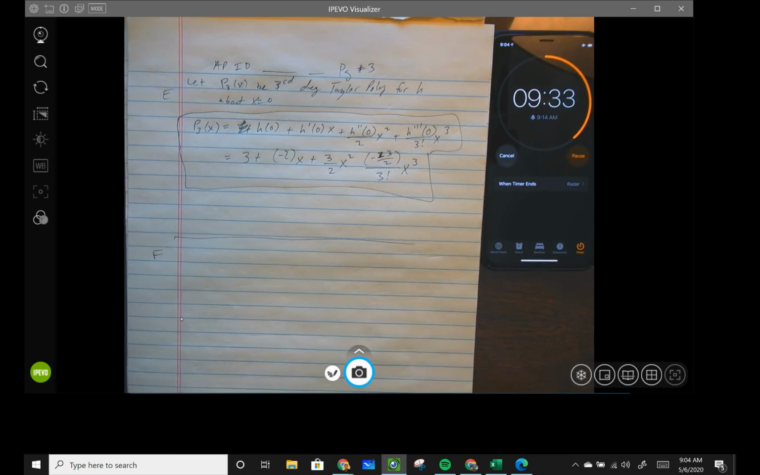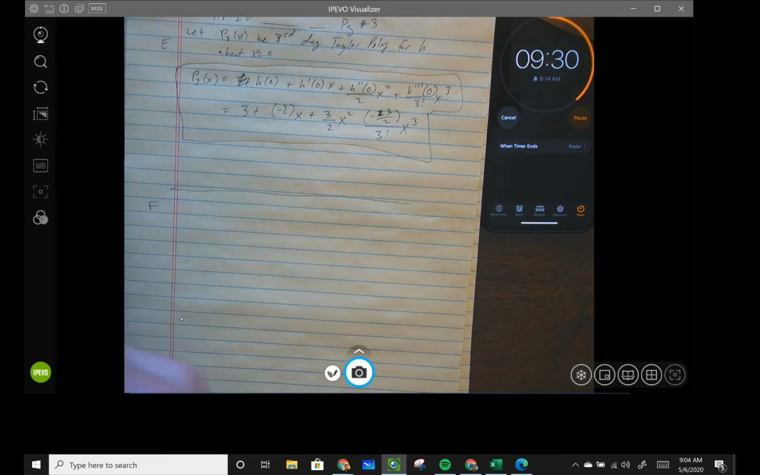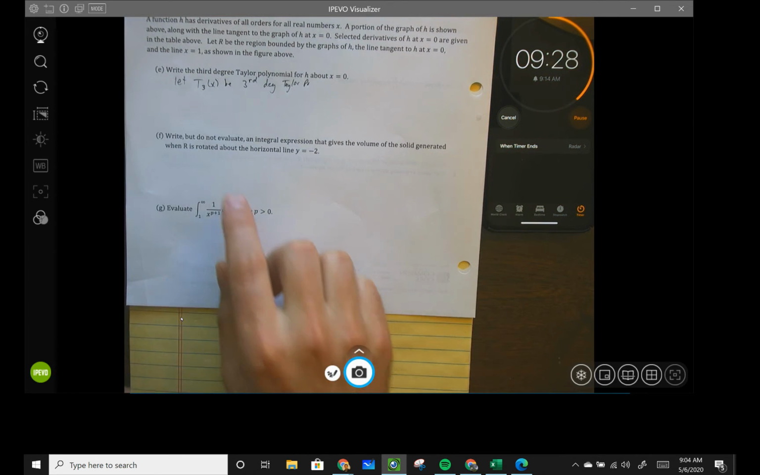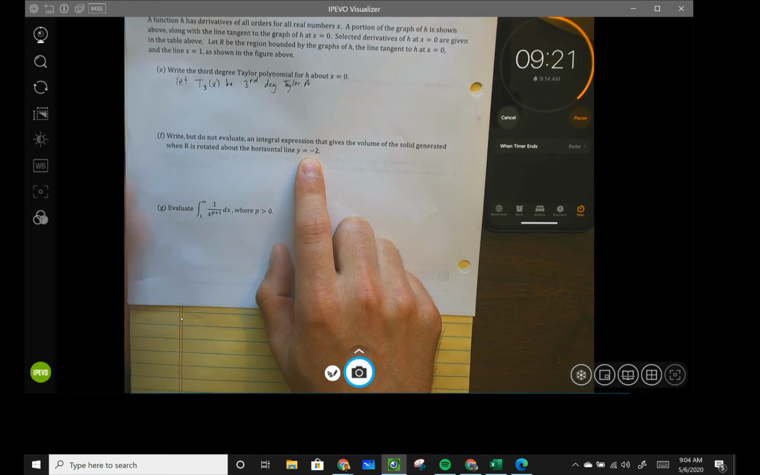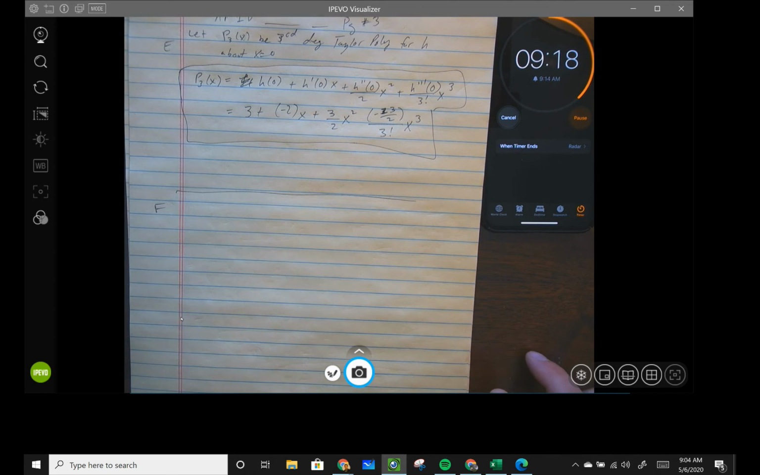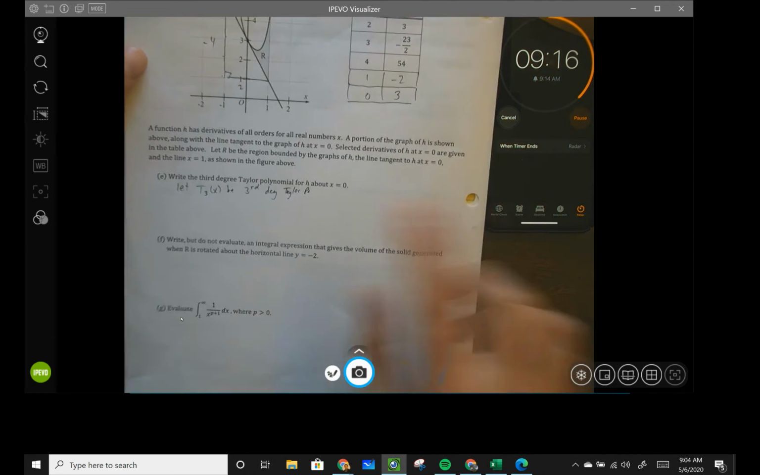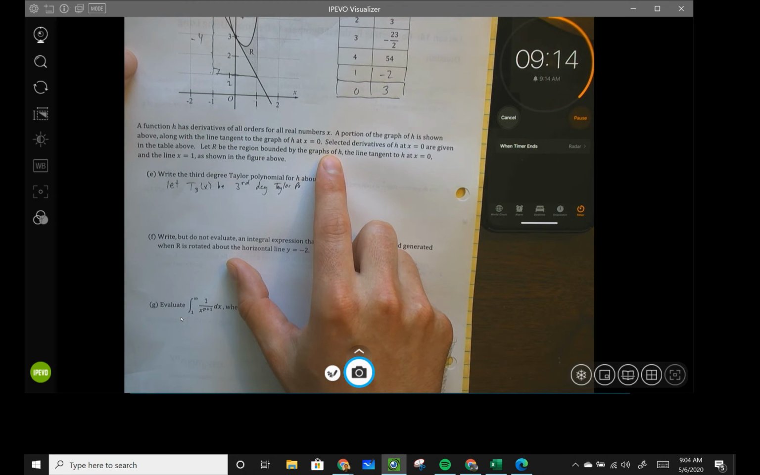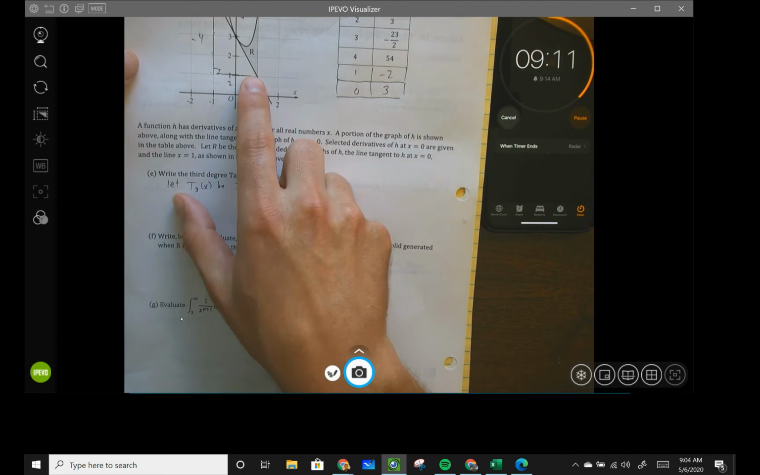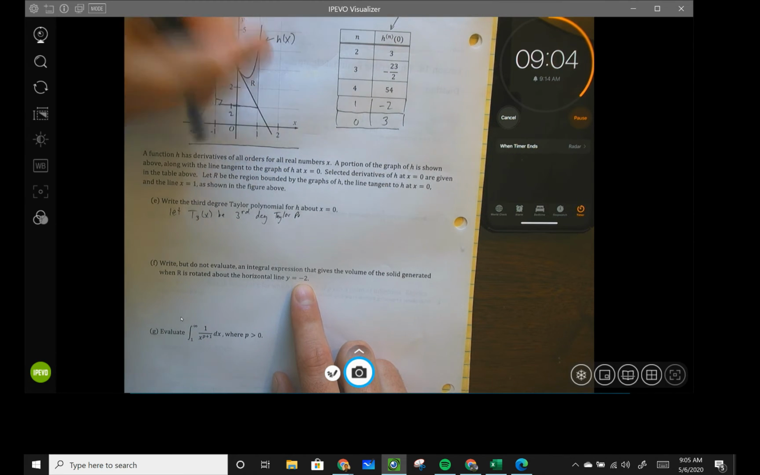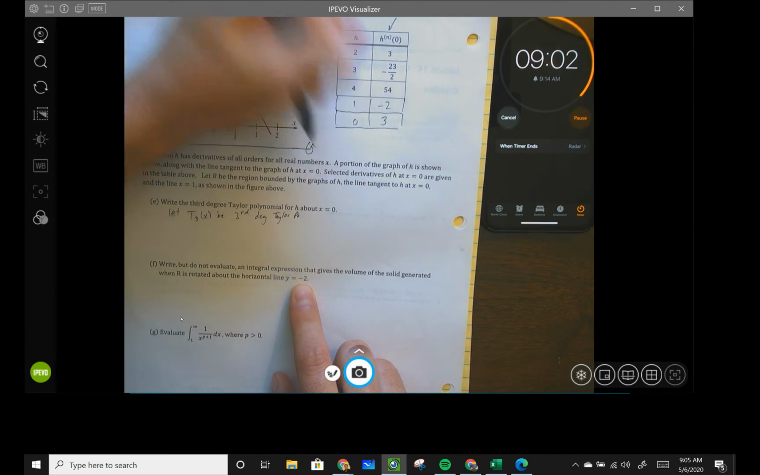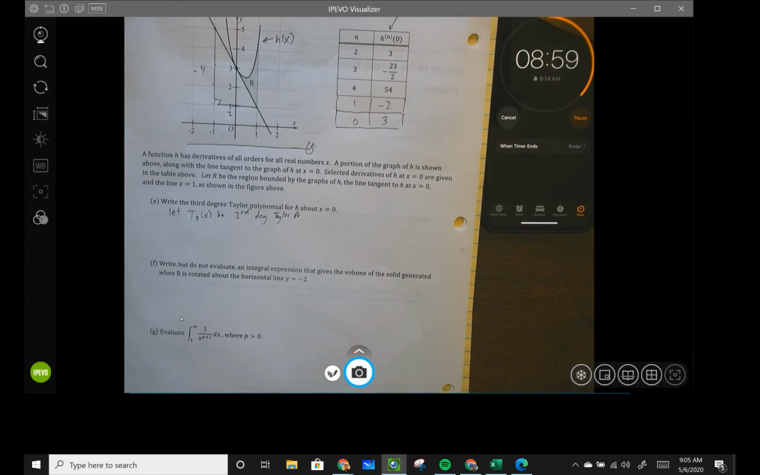Okay, F. Write but do not evaluate an integral expression that gives the volume of the solid when rotated about y equals negative 2. Does it tell us what the region is? Oh, yeah, it does. R is the region bounded by the graphs of h. Oh, it's this highlighted region here. So the line y equals negative 2, that's way down here. So just draw a random horizontal line and say, okay, that's my volume of solid revolution.